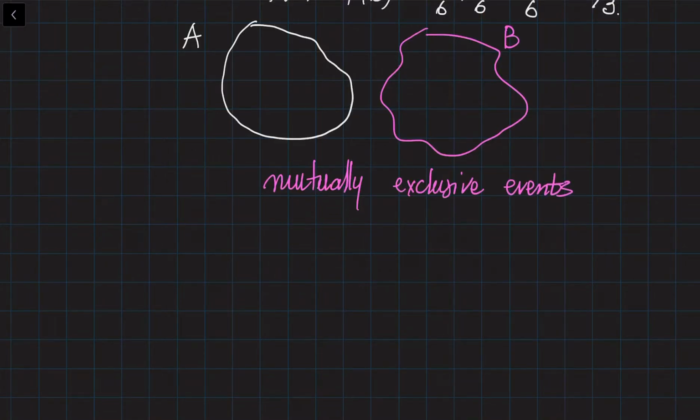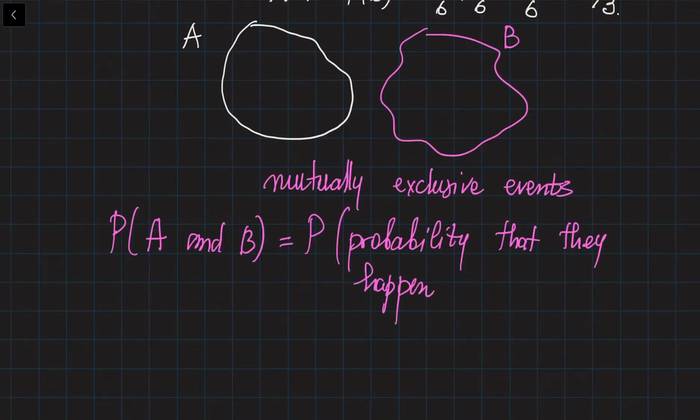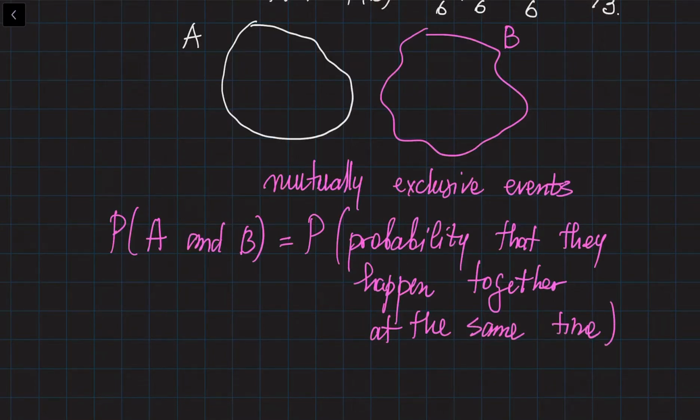So for mutually exclusive events, the probability of A and B, so the probability that they are going to happen together at the same time, is equal to 0. So in this case, we say that they are mutually exclusive.